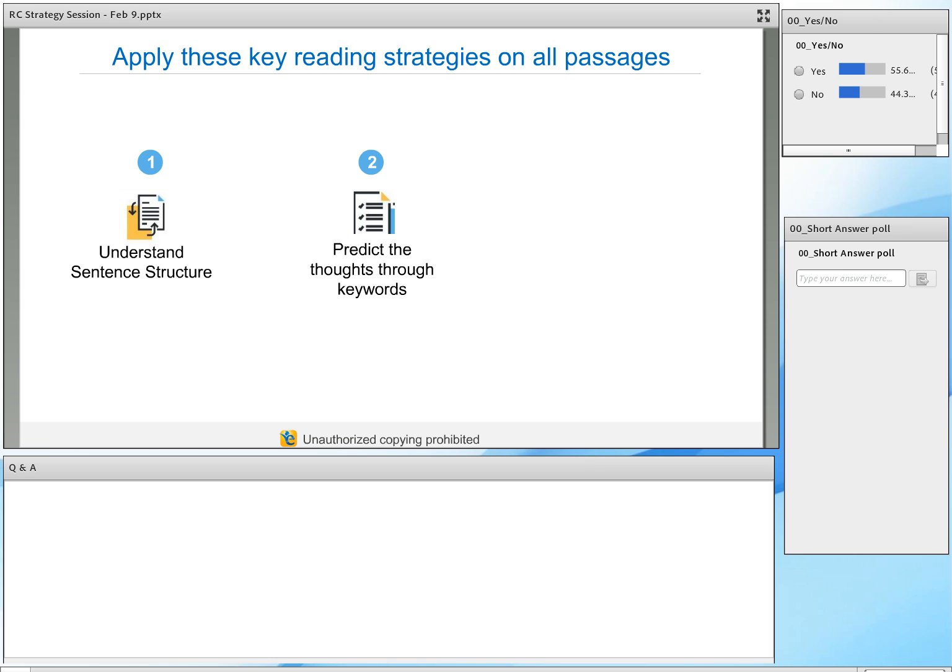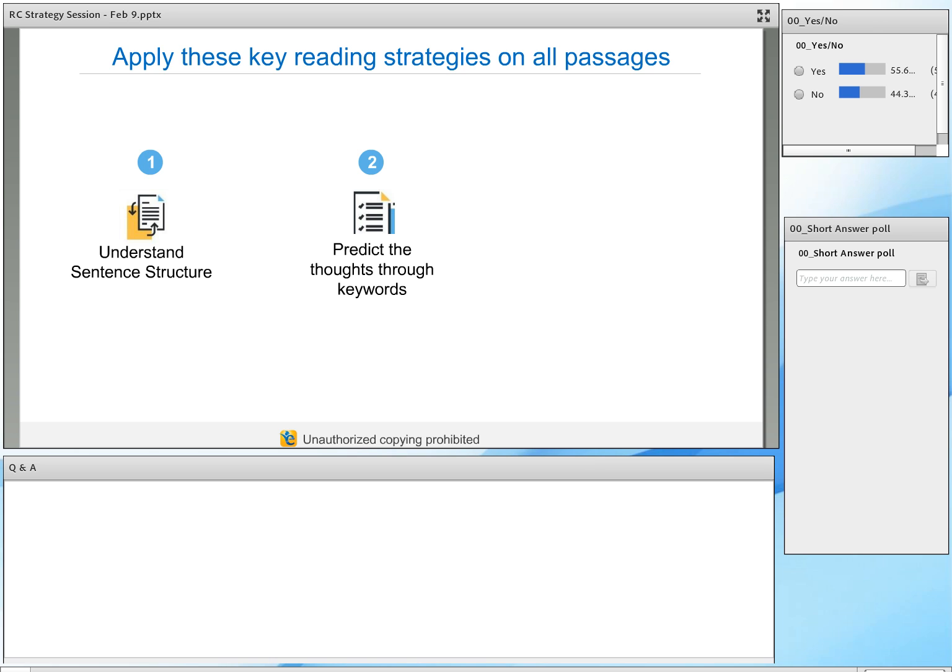The second one is predict the thoughts through keywords. And again, this comes directly from one of the writing strategies that the authors utilize, and that is that when you present information in the passage, the author should be using appropriate connecting words so that it's very clear to the reader as to what the author is trying to communicate. So we have actually utilized that writing strategy and converted that into a reading strategy that you should predict the thoughts through keywords. Now, what do I mean by that?